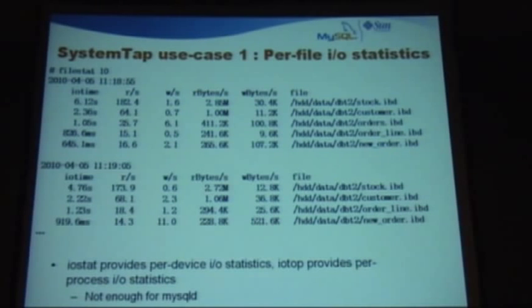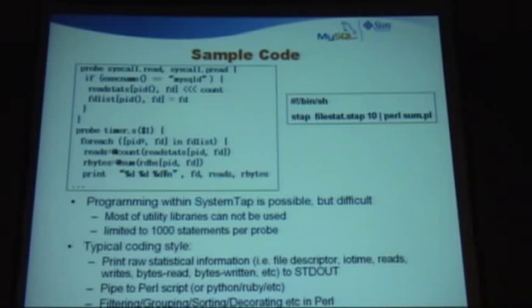iostat provides per-device IO statistics, and iotop provides per-process IO statistics. Actually, both are not enough for MySQL, so we want more detailed statistics. Per-file IO statistics is much better than iostat or iotop. This would be helpful. This is sample code.